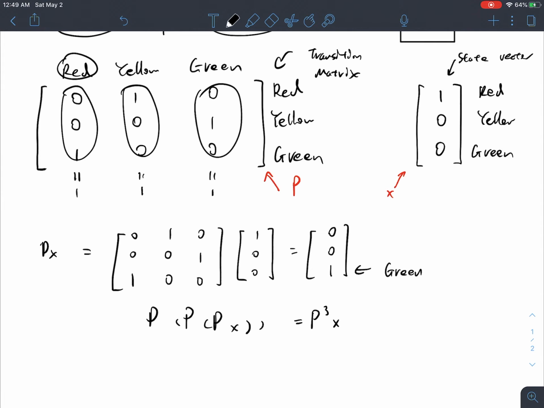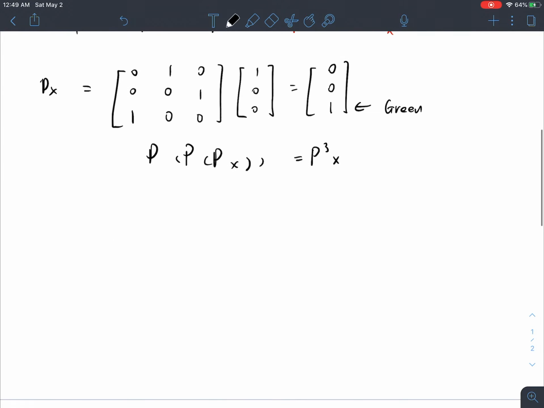Let's change our notation a little bit. We write the initial state, the very beginning state of the system, as X naught. After the first round of transition is X1, the second run is X2, and so on and so forth. We can also rewrite X1 as P times X naught, as we defined earlier, and we can rewrite X2 as P times X1. To generalize, we can write X(n+1) as P times Xn.